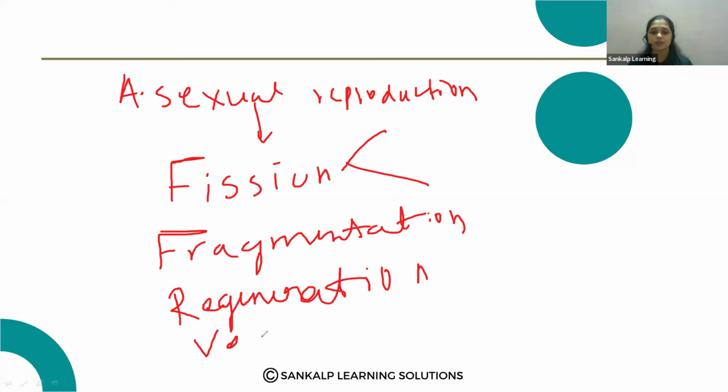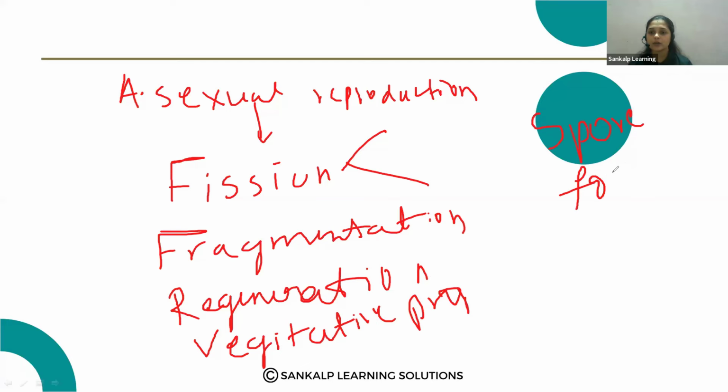Then vegetative propagation, which I will write shortly. Then spore formation, right? These are all very important concepts, and the examples are very important. So these are the types of asexual reproduction, and the definitions of the different types of asexual reproduction and their examples are very important topics in this chapter.